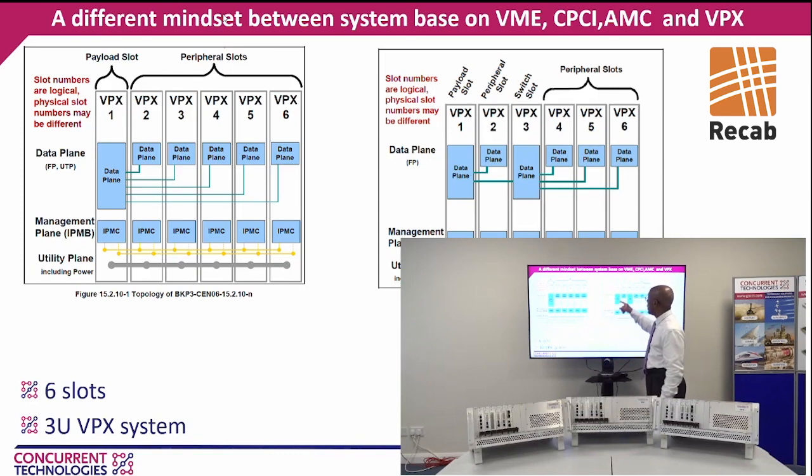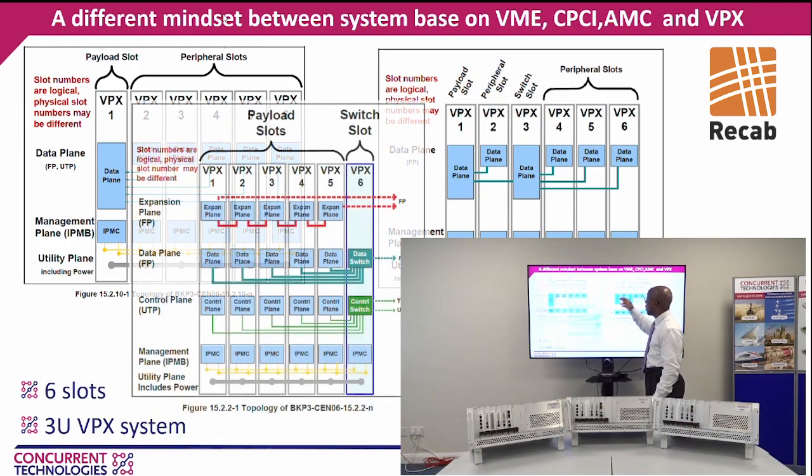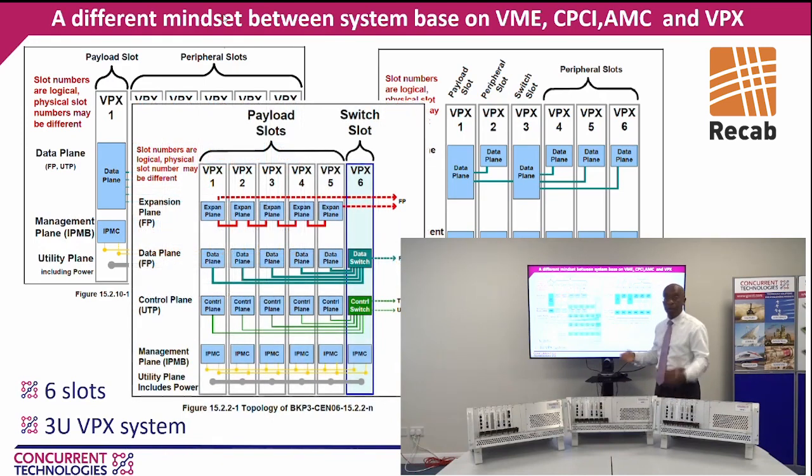So for example here, the payload slot, the payload card only supports 2 by 4, but it can still see and control more than 2 peripherals by using a specific card that will have a switch and fan out to additional peripheral slots. So this is an example of how to control more peripheral cards, even if your payload slot only supports 2 by 4.